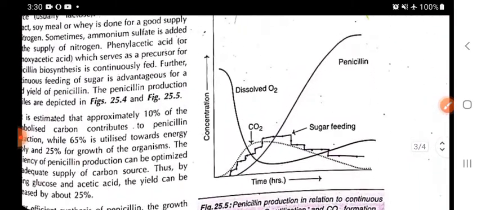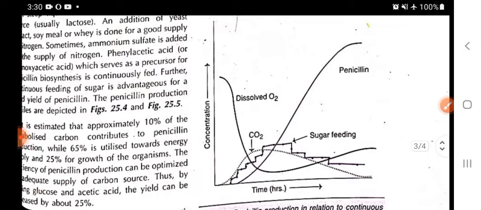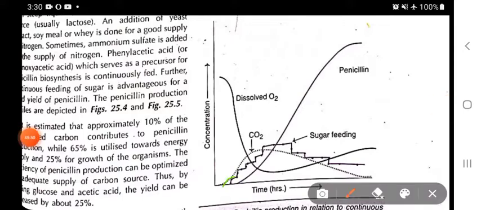Here in the continuous culture, we see penicillin production in relation to the continuous feeding of sugar. If we allow the sugar to be introduced into the medium, what will be the concentration of penicillin produced? You see the sugar is being used continuously in the medium at its highest point. Suddenly, after utilizing the sugar, the growth of penicillin becomes the highest.